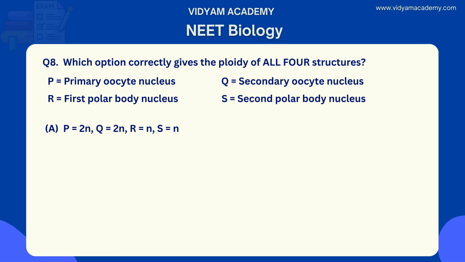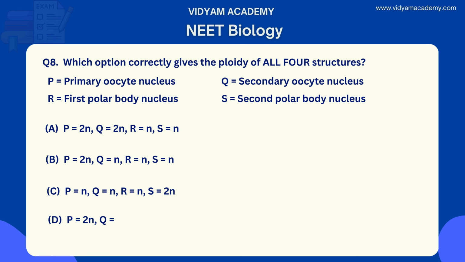Option A: P is equal to 2n, Q is equal to 2n, R is equal to n, S is equal to n. Option B: P is equal to 2n, Q is equal to n, R is equal to n, S is equal to n. Option C: P is equal to n, Q is equal to n, R is equal to n, S is equal to 2n. Option D: P is equal to 2n, Q is equal to n, R is equal to 2n, S is equal to n. So all four structures are given with their ploidy. What is the correct answer?